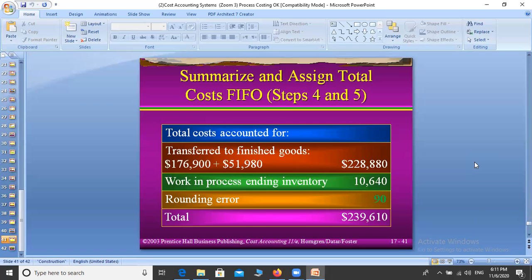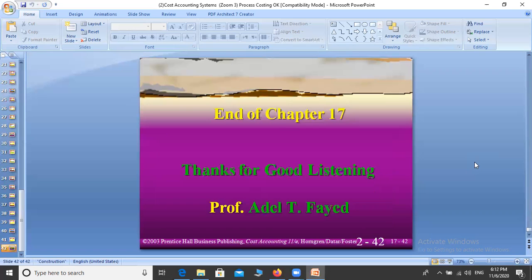Approximation is always better than the approximation here, and they add and deduct rounding error and so on. This is how to deal with transferred in cost from the previous process, using the FIFO method and also using the weighted average method.